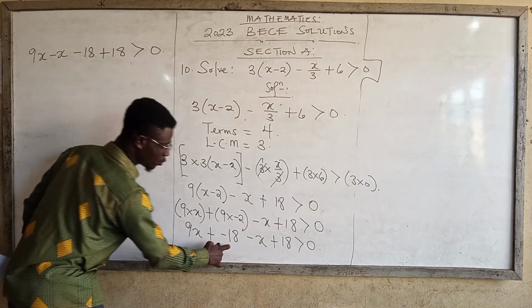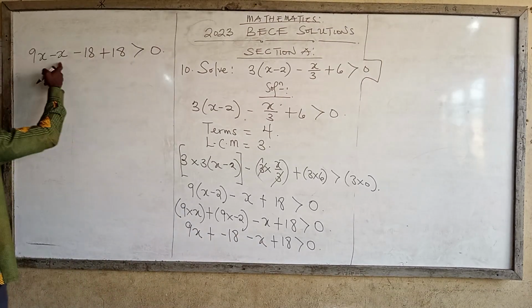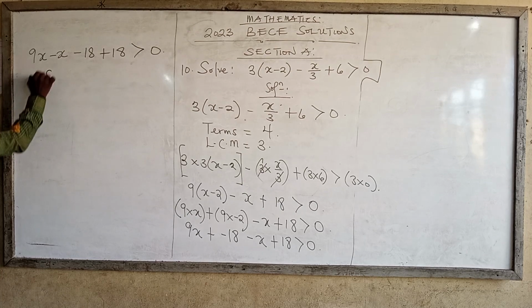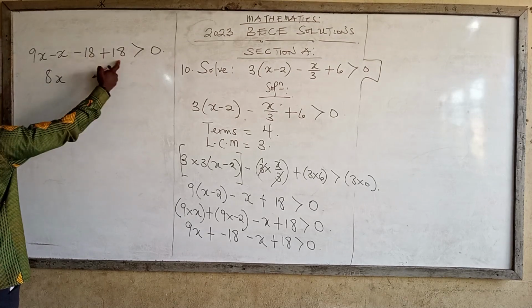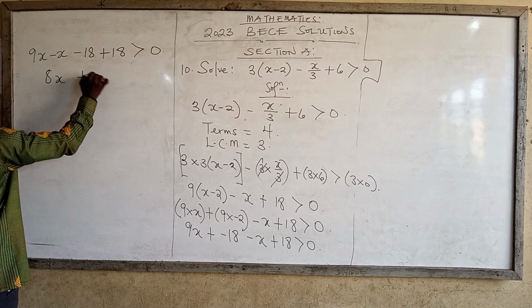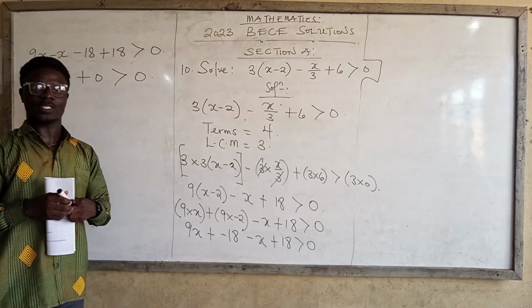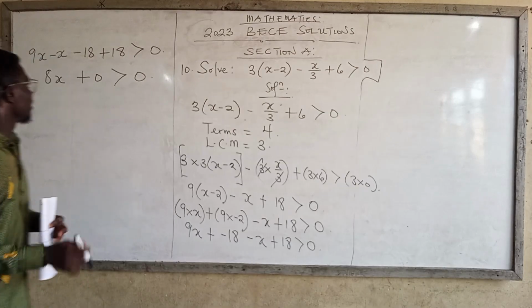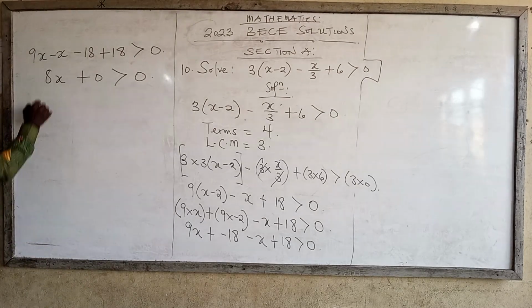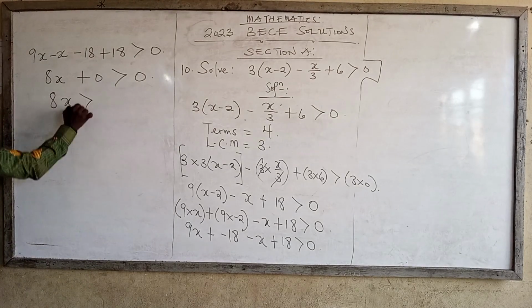How many x's do we have here? 1, 2, 3, 4. Here we have 8x. This and that cancel out, so we get plus 0 greater than 0. Plus 0 or minus 0 is the same because 0 is neither positive nor negative. So we have 8x greater than 0.